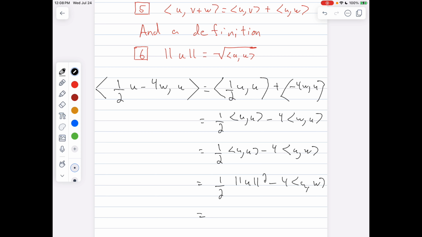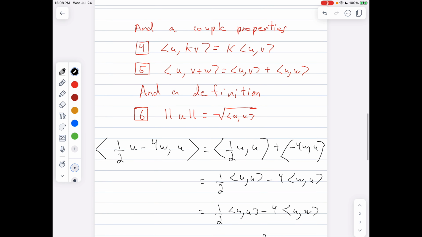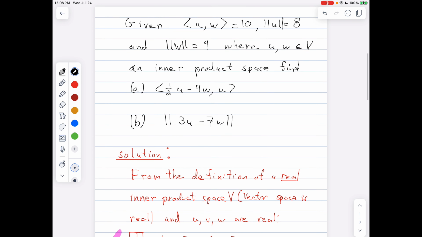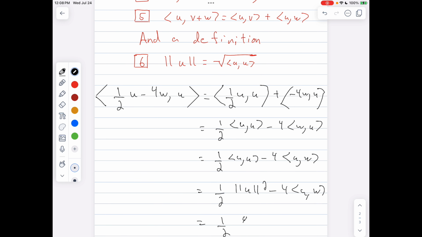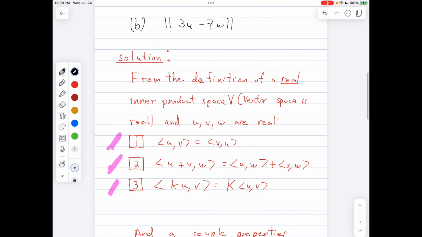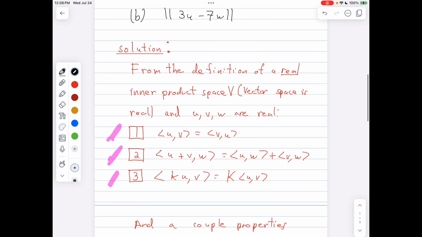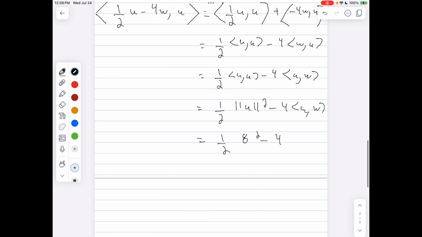So it's 1/2 the magnitude of u, which is 8 squared, minus 4 times the inner product of u and w, which we said was 10. Okay. And whatever that is, that's your result. So this would be 1/2 times 64 minus 40. So 32 minus 40, or -8, is your answer.